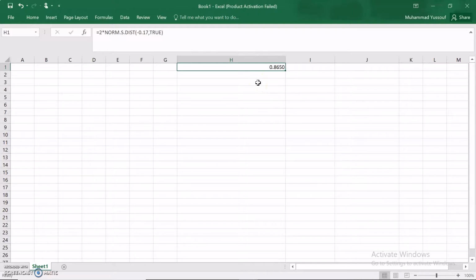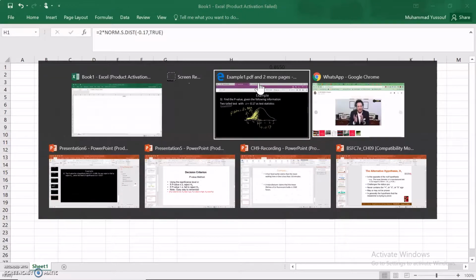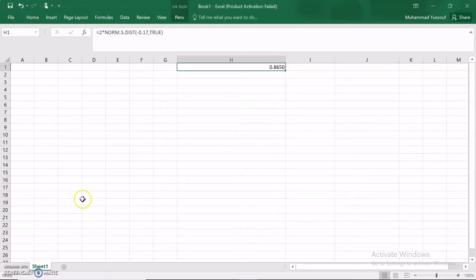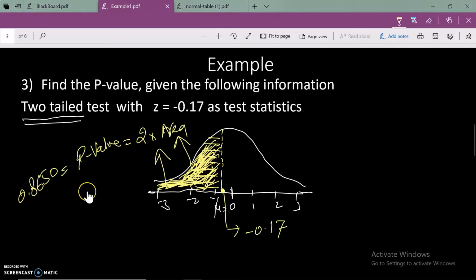The answer comes out to be 0.8650. So let's write the answer. This p-value comes out to be 0.8650. I hope I copied correctly. Yes, 0.8650. So I told you how to find the area in both cases.